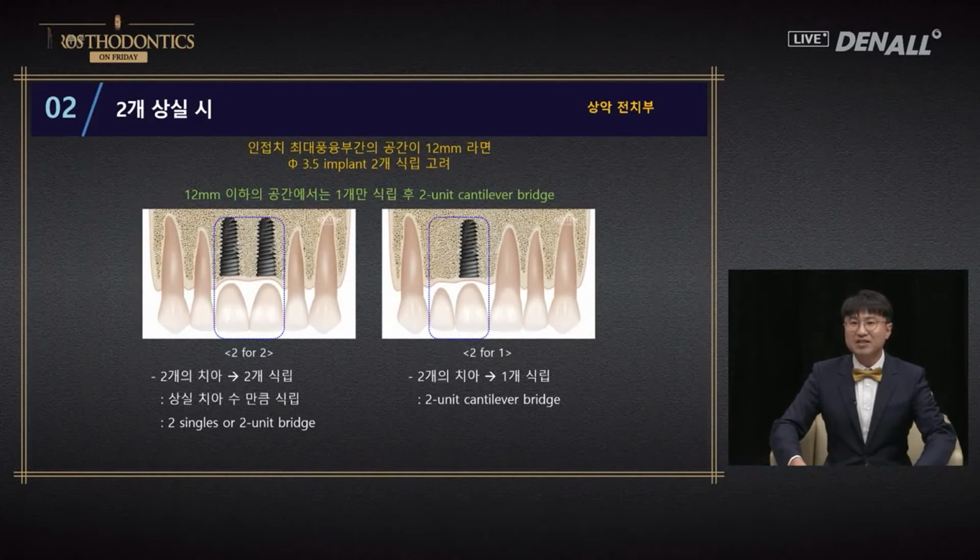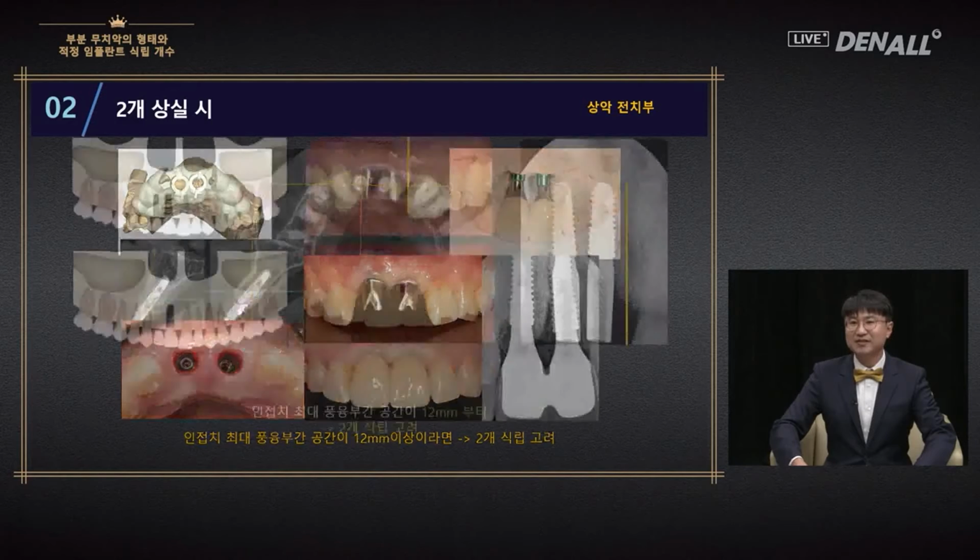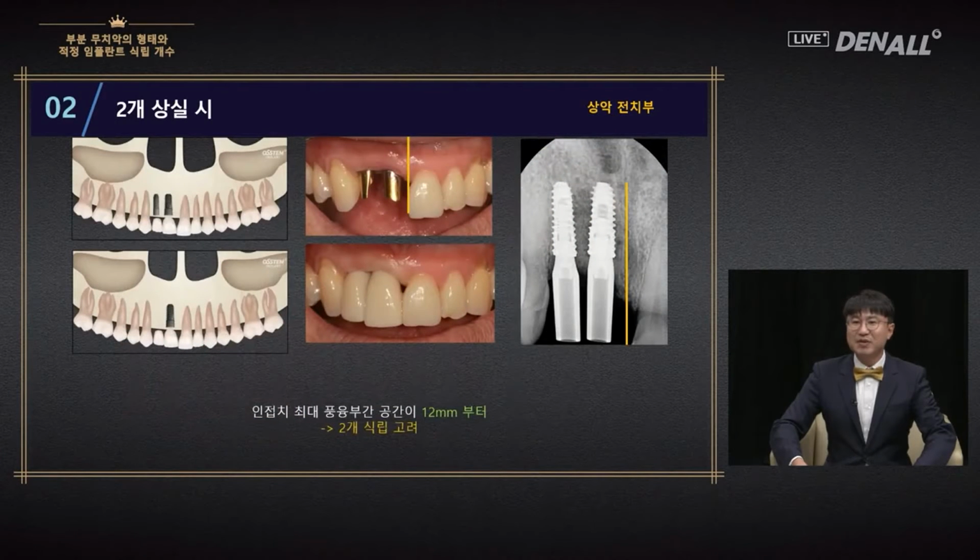This is an anterior case where there are 2 missing teeth. If there are 2 missing central incisors, I will place 2 implants without hesitation. However, if a central incisor and lateral incisor are missing, because of tight space, this can be a problem. For anterior, I like to use a 3.5 diameter implant. Therefore, if the distance between adjacent heights of contour is over 12 millimeters, I place 2 implants.